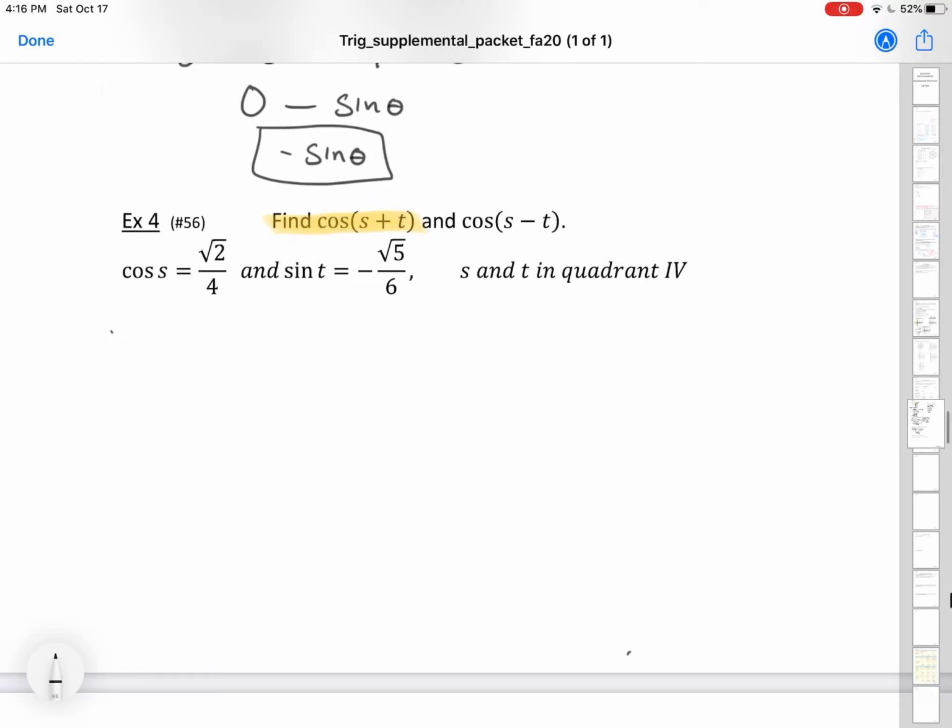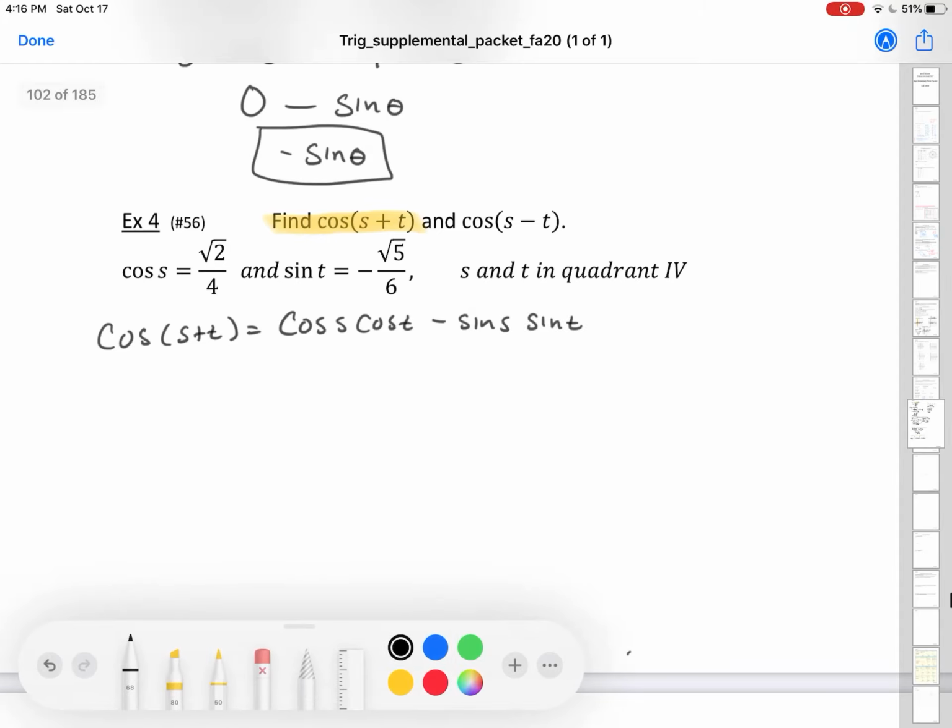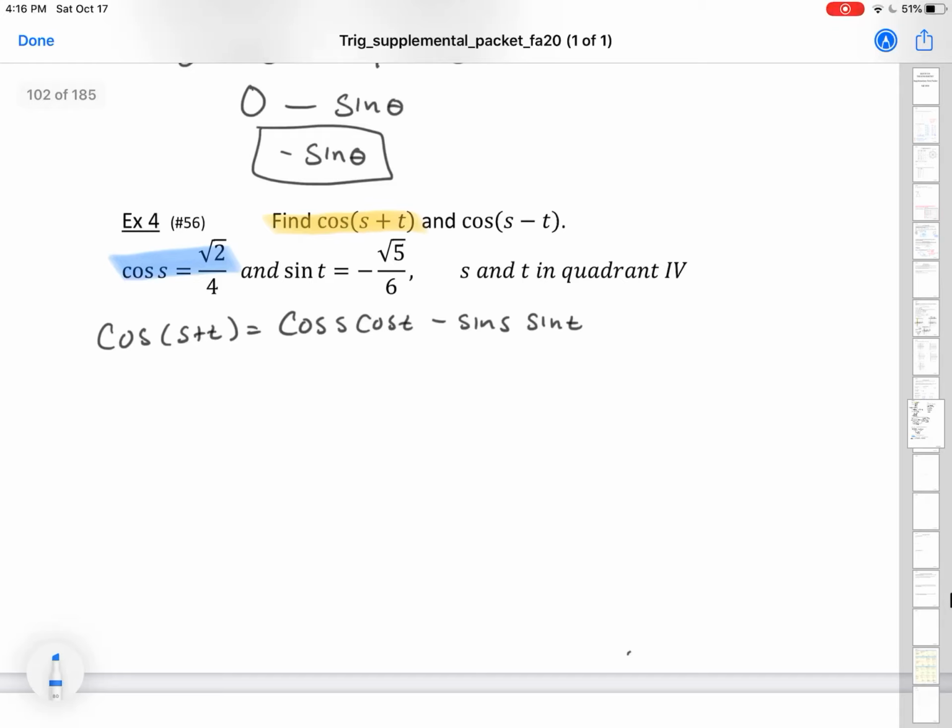So what we do know is, if I'm going to do cosine of s plus t, let's start with what they want us to do. Then I'm going to need to know cosine s, cosine t, and then subtract from that sine s, sine t. And the problem right now is I only know cosine s, and I only know sine t. I need to figure out these other ones.